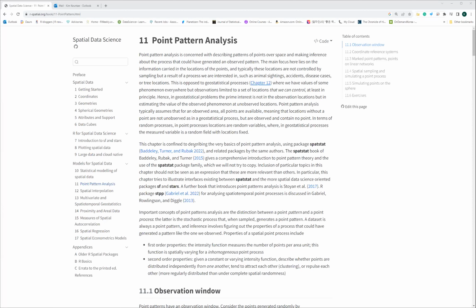Okay, so today is chapter 11. It is spatial point pattern analysis, which is another one of the very important spatial data analysis techniques. Whenever you have points, there are actually two attributes: one is the point characteristic by itself, like an attribute, and also the point location.